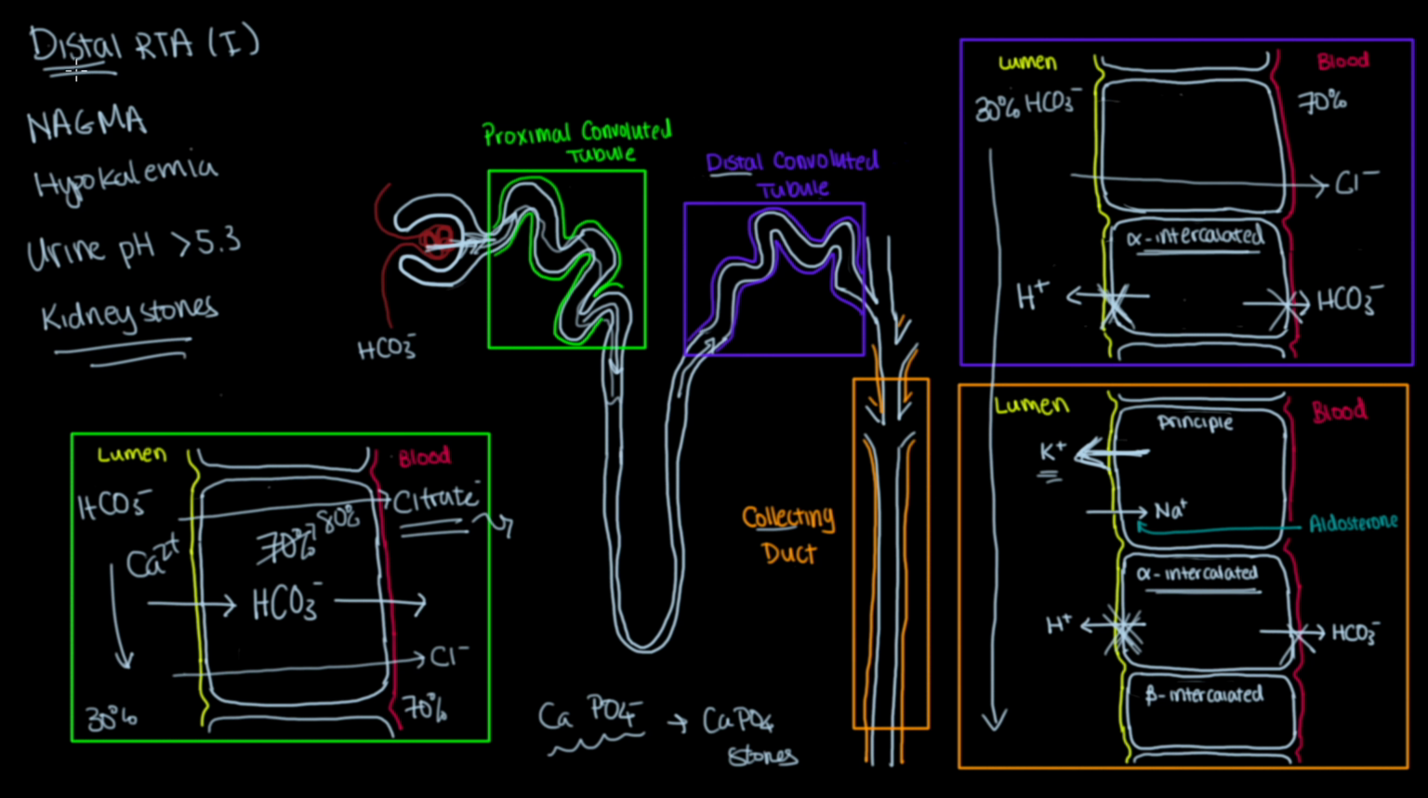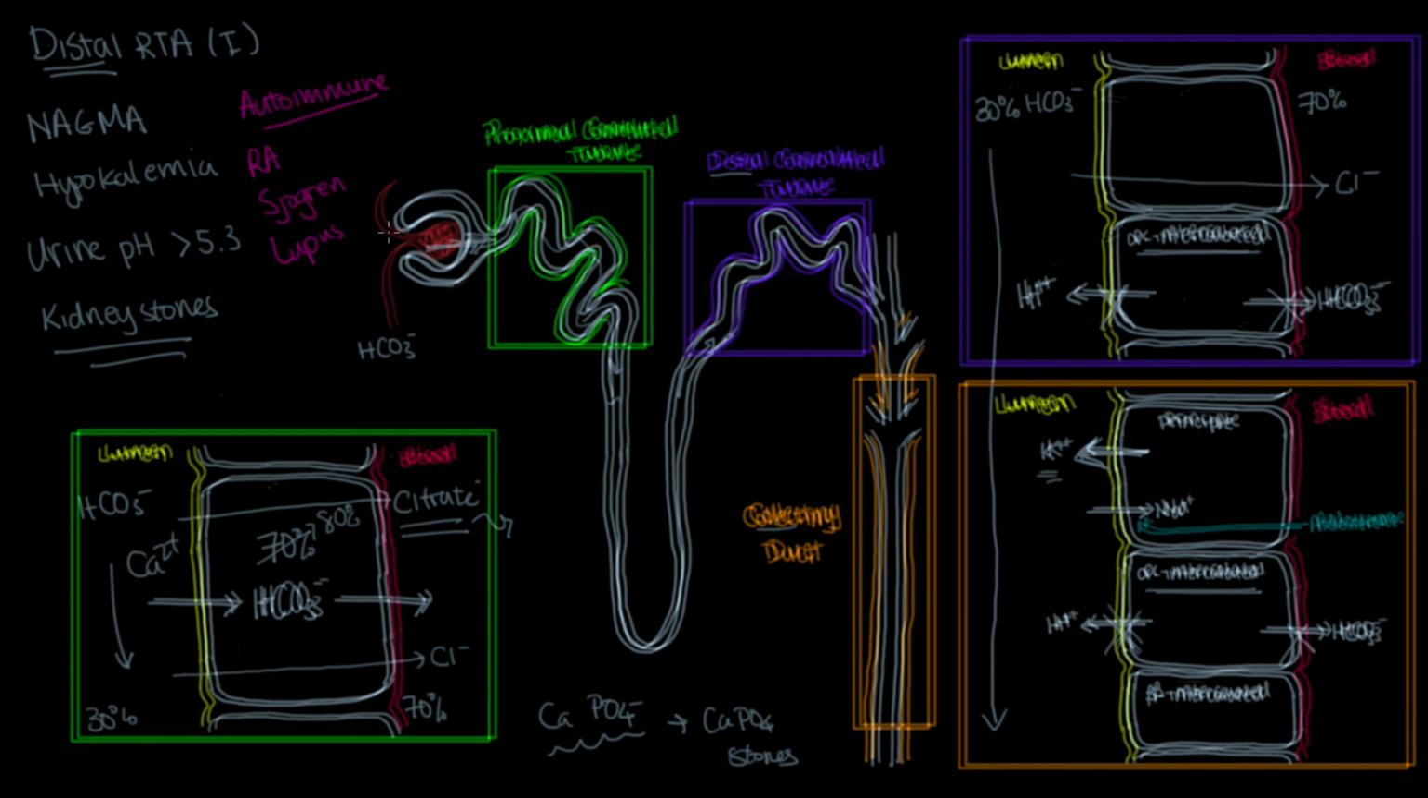Now, there are a couple of different sources that can impair the function of alpha intercalated cells, leading to a distal RTA, but one of the most important ones to remember are autoimmune conditions. Some of those include classically rheumatoid arthritis, Sjogren's syndrome, as well as lupus, among others.